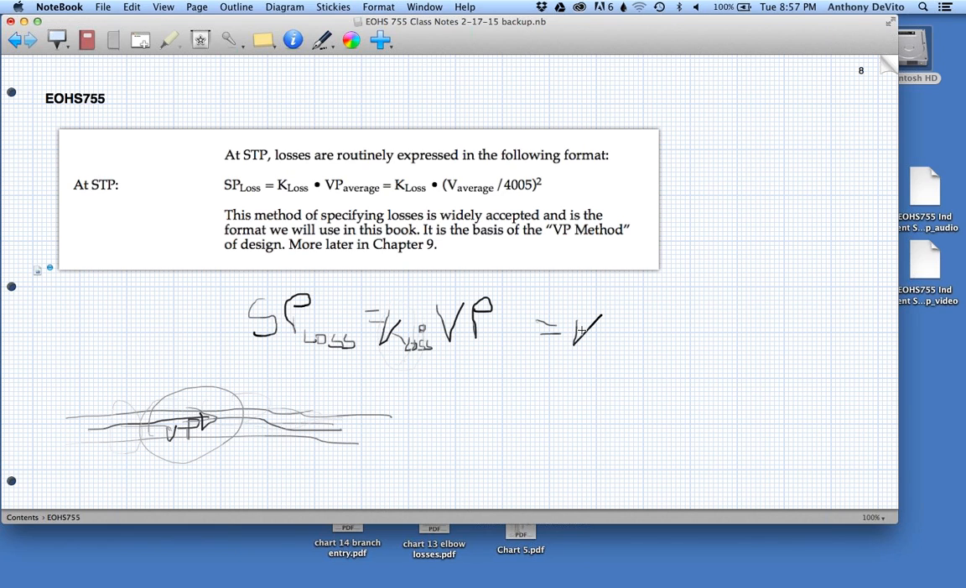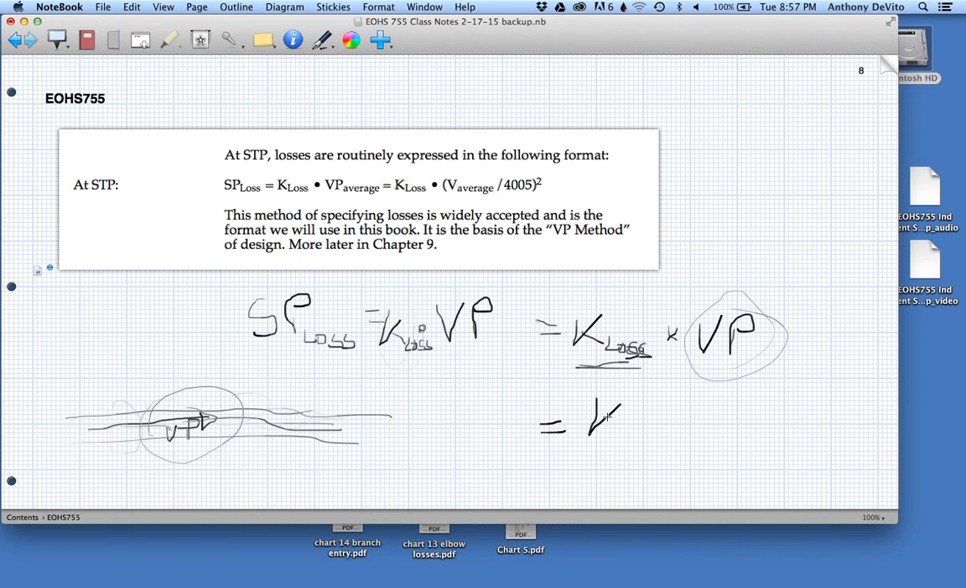I'm going to rewrite that: static pressure loss is equal to K loss times the velocity pressure. And that K is going to be different for different circumstances: for a filter, for galvanized ductwork, for plastic ductwork, for dirty, old ductwork. It's going to be a different number. Now, the thing about velocity pressure is maybe we don't know it, but we do know the average velocity of air moving through the ductwork.